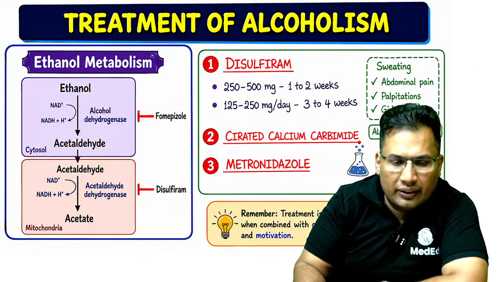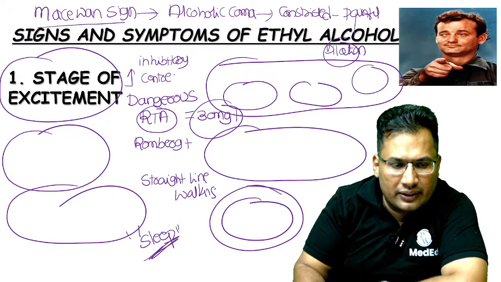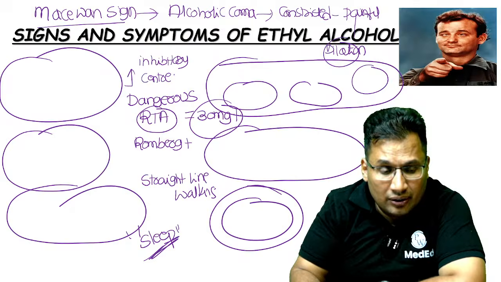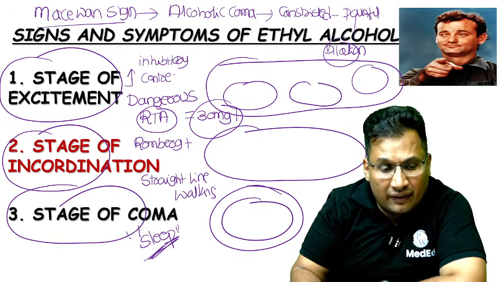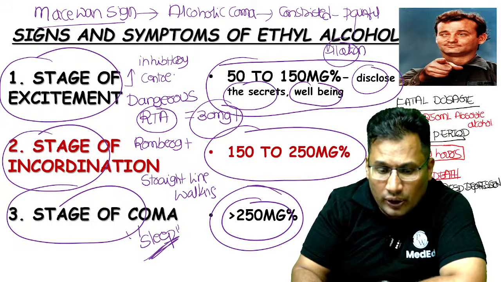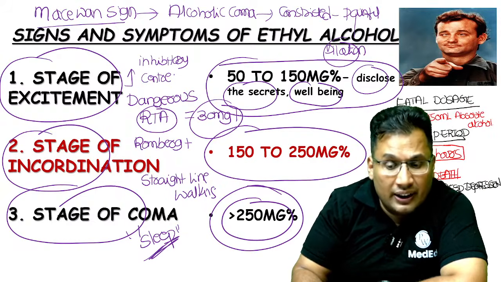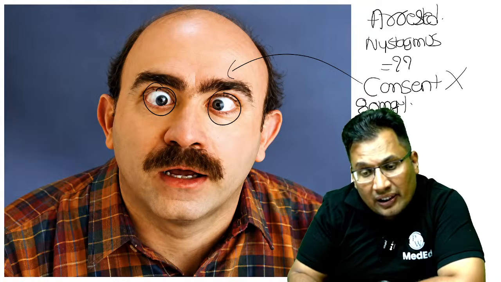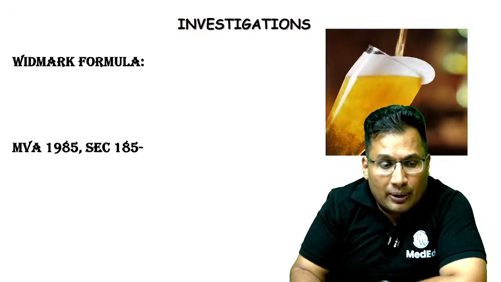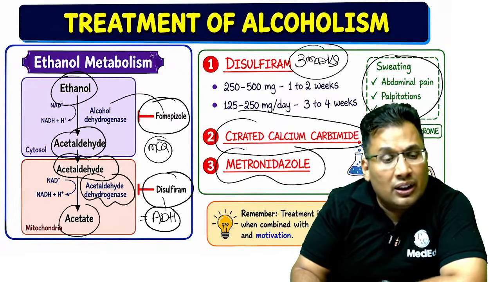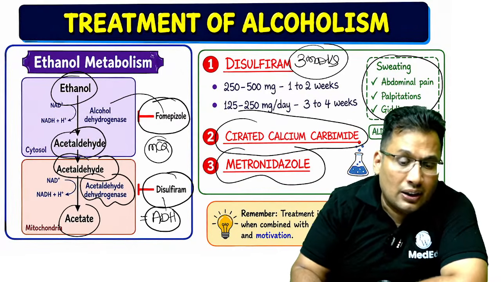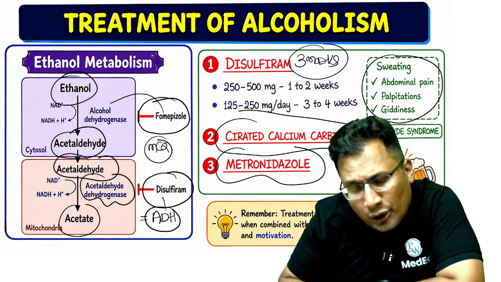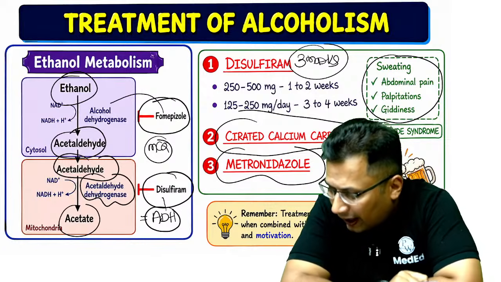Alcohol, you need to write all this. What are the preparations of alcohol? Alcohol is a CNS depressant. There are 3 stages: stage of excitement, incoordination, stage of coma. Then fatal dosage, fatal period, cause of death. Then write massive unsigned, and after that horizontal gaze nystagmus. After that write investigation, Widmark formula, treatment, metabolism, and also disulfiram. If you write, you will get 4 out of 5 for sure.